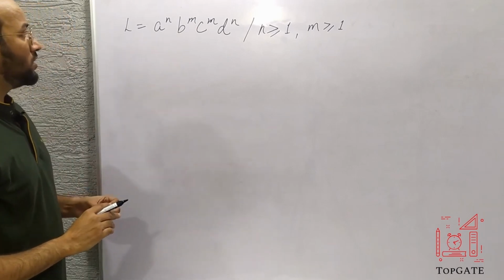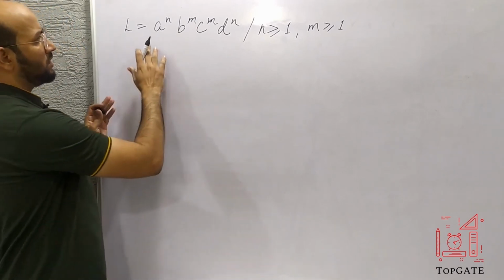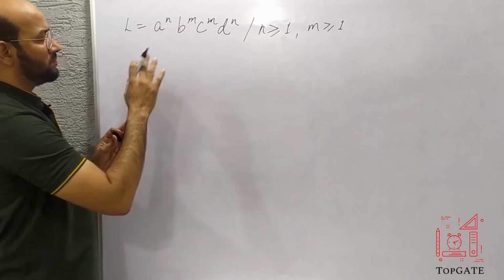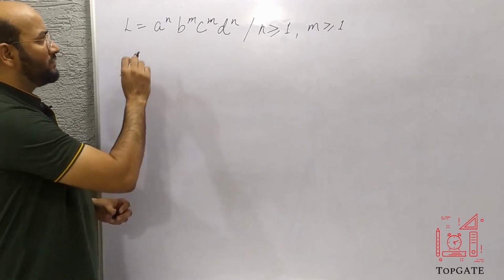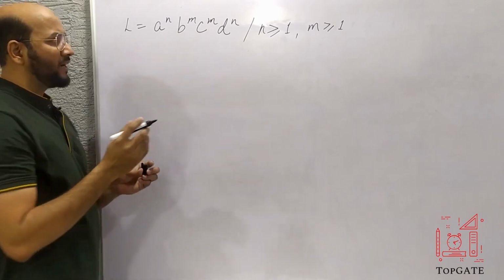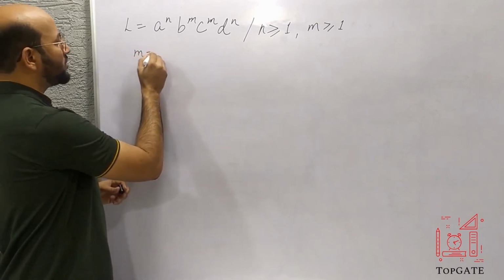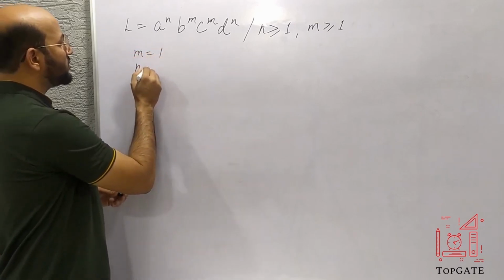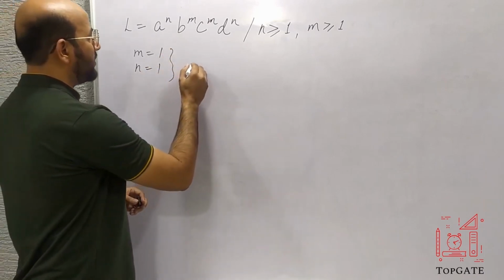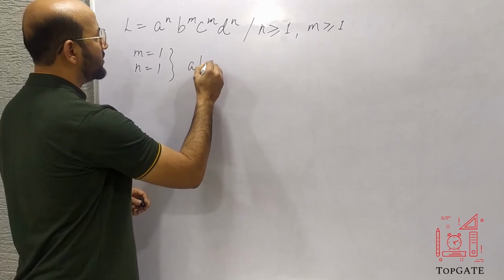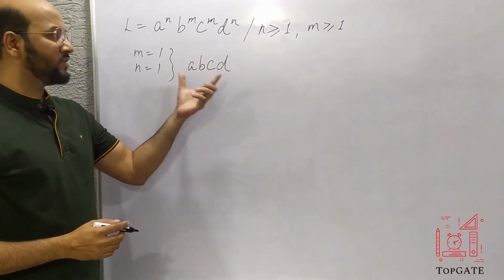The logic we can apply is a very simple one, just a matter of 4 alphabets. First of all, I'll tell you what kind of strings are there. If we take m equal to 1 and n equal to 1, the string that I'll get will be a, b, c, d. So I have to design a PDA that should accept this kind of string.